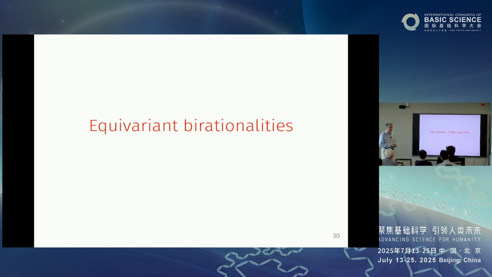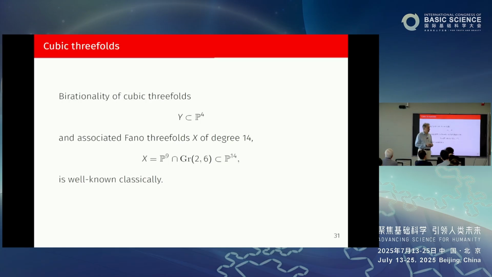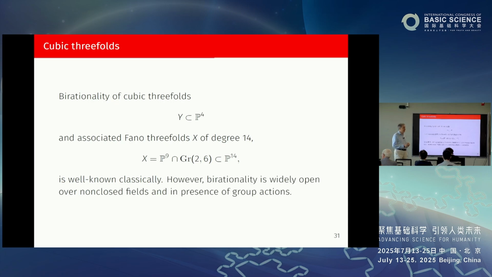Now, I want to talk about equivariant birationalities, again in small dimensions. Smooth cubic threefolds are well known to be birational to another Fano variety, of degree 14, the intersection of the Grassmannian G(2,6) in P^14 with a P^9. This is well known classically over the complex numbers. But much less is known when the ground field is not algebraically closed or when we have a G action.